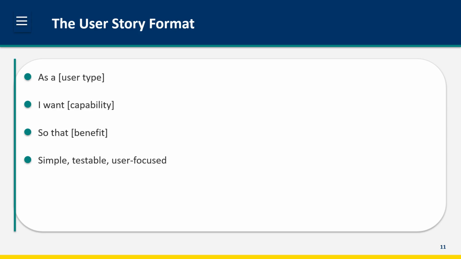As a sales manager, I want to see team pipeline by region so that I can identify territories that need attention. This format is simple enough that anyone can write and understand it. It's testable because the acceptance criteria are implicit, and it's user-focused, keeping the emphasis on value rather than technical implementation. User stories work well for functional requirements that can be broken into small, independent pieces.